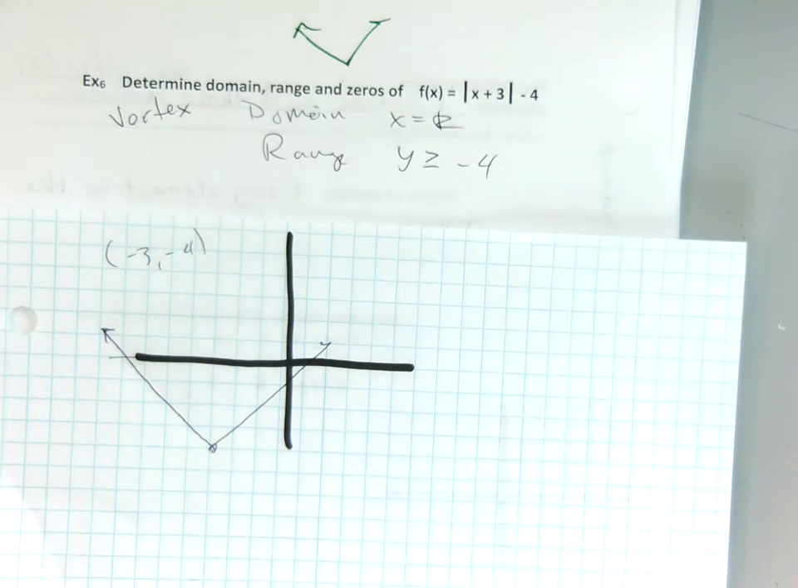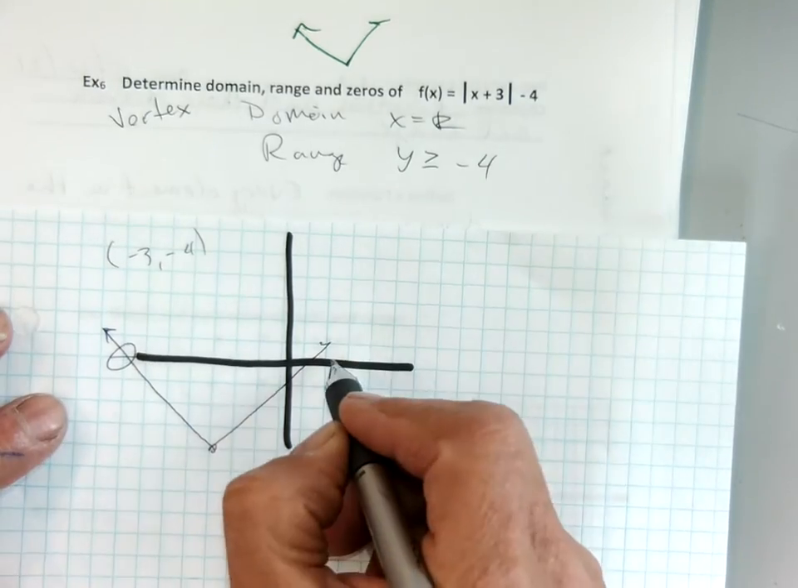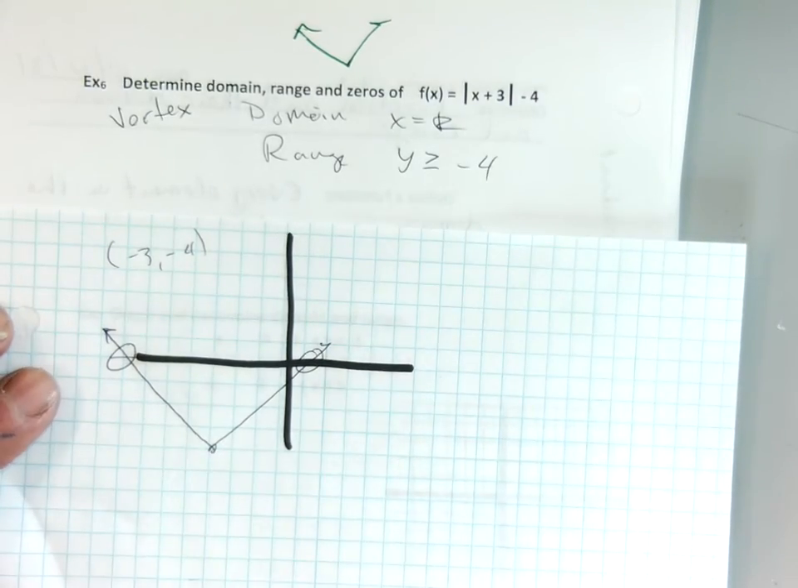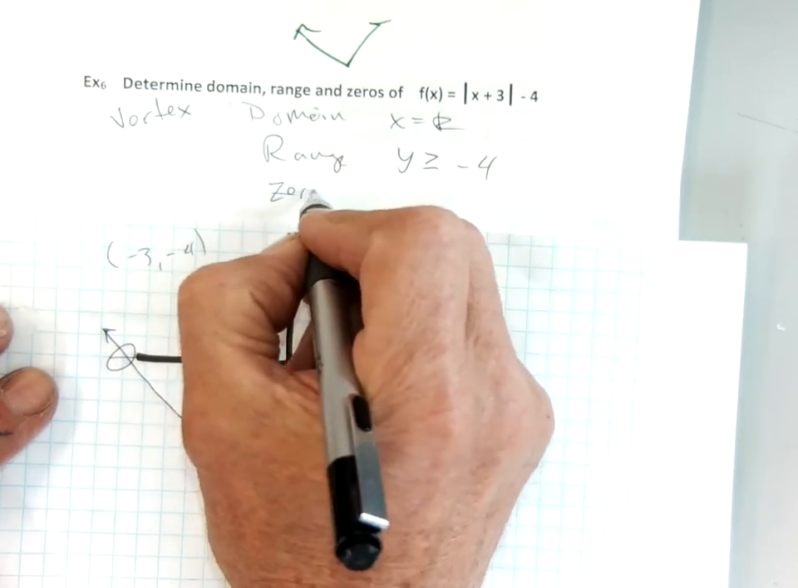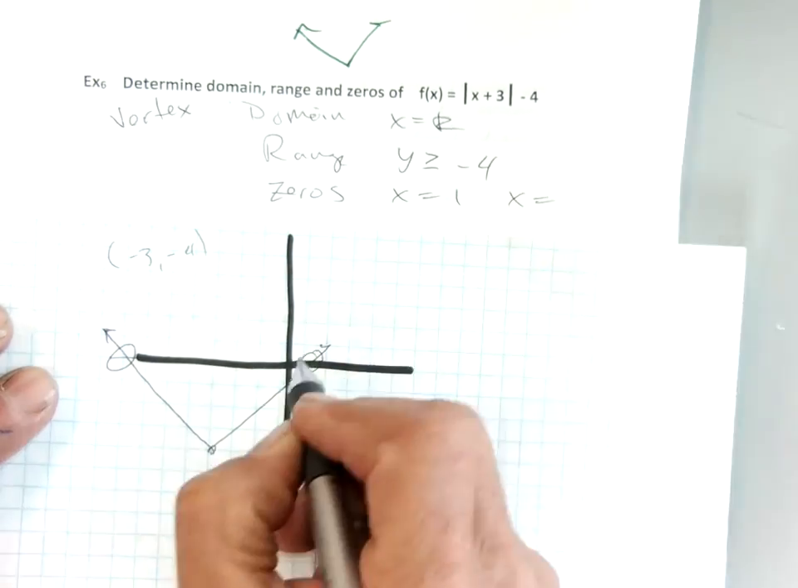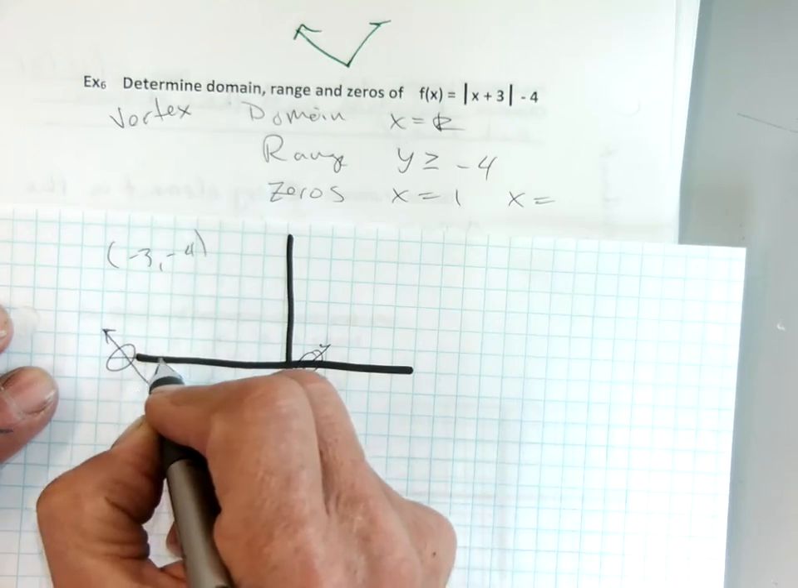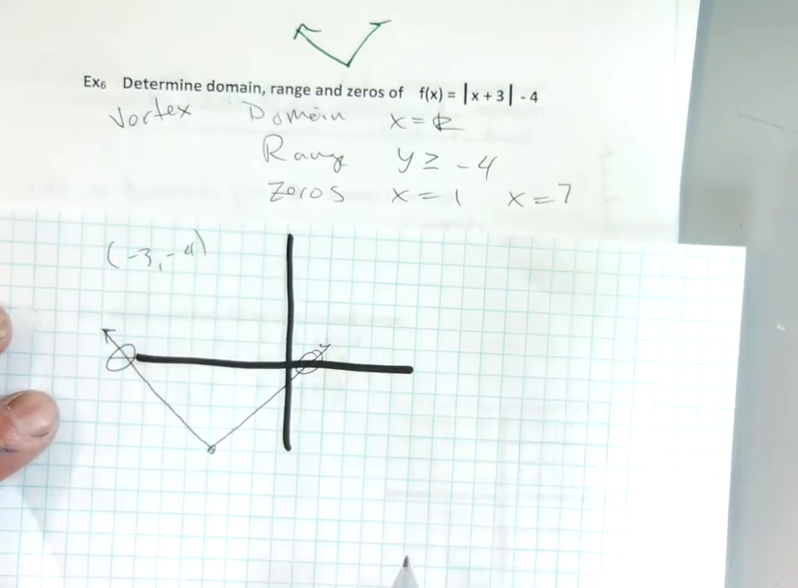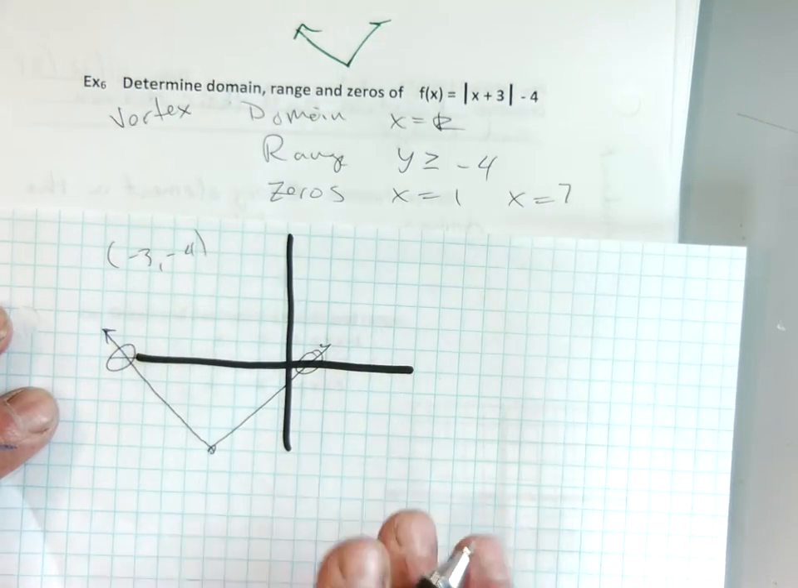Indeed, where it's the x-axis. There and there, right? So my zeros are at x equals 1 and x equals negative 7. How would you figure that out with mathematics?